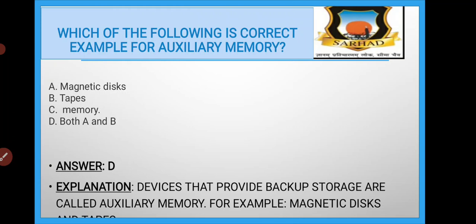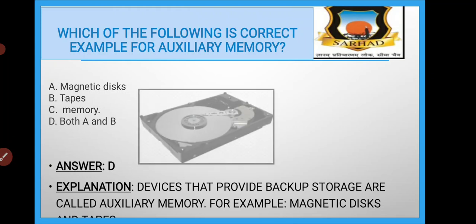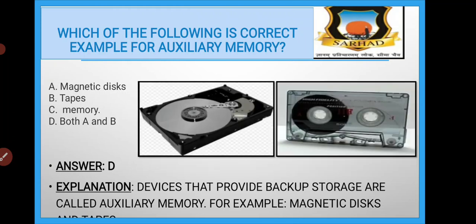For example, magnetic disk and the tapes. So these are the backup storage devices, and these are called the auxiliary memory. So the examples of the auxiliary memories are magnetic disk and the tapes. So these are the images of magnetic disk and the tapes.